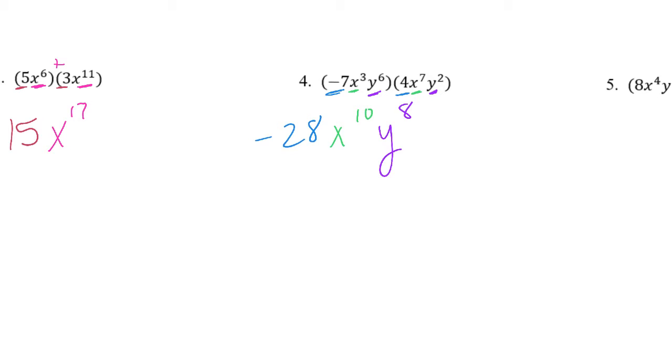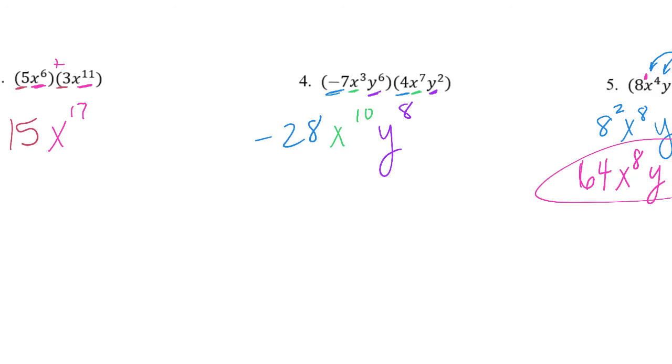On 5, it's a little bit different. Remember, when we have a power on the outside, we have to distribute it to everything on the inside. But first, we need to write a 1 on this 8 because remember, everything has an exponent. So I'm going to distribute it to each of them. So I'm going to now have 8 squared, x to the 8th. Remember, you are multiplying them because when we distribute, the operation done is multiplication, and y to the 16th. And the last thing we need to do to simplify is 8 squared is 64. And there's my final answer.